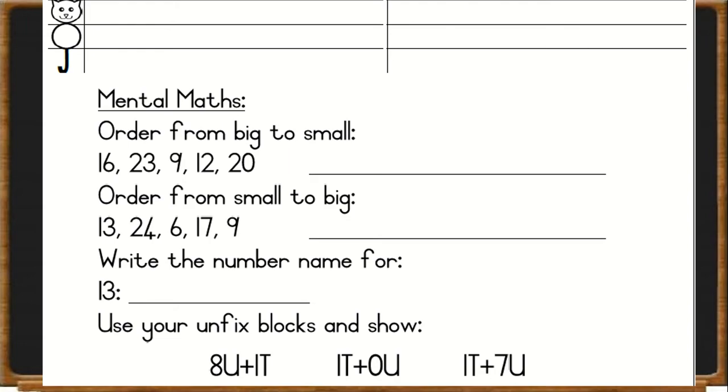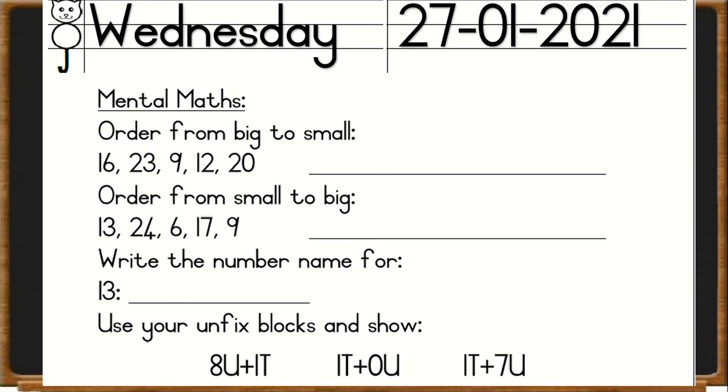Next, I want you to open on page 16 so that we can quickly do the mental maths. So please write today's day, Wednesday, and 27 of the first month, which is January 2021. So please order from big to small the first row of numbers. So you're going to write them from big to small here, then order from small to big. Then I want you to write the number name for 13.